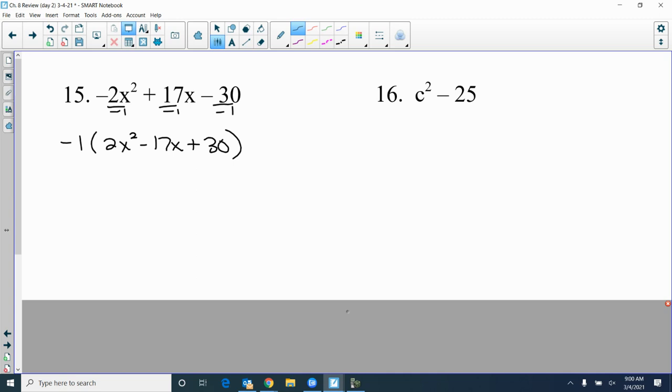Okay. Now you do the rest of the problem just like all the other problems. You have the negative one on the outside, so you basically treat it as 2x squared minus 17x plus 30. You do 2 times 30, which is 60. What multiplies to equal 60 and adds to equal negative 17? All right, take a second and think through it.